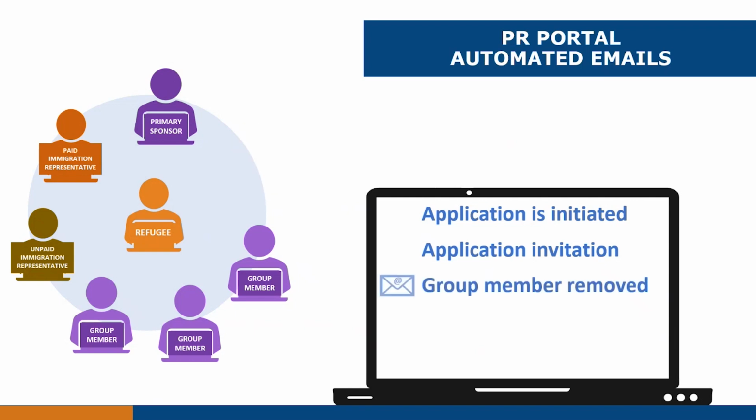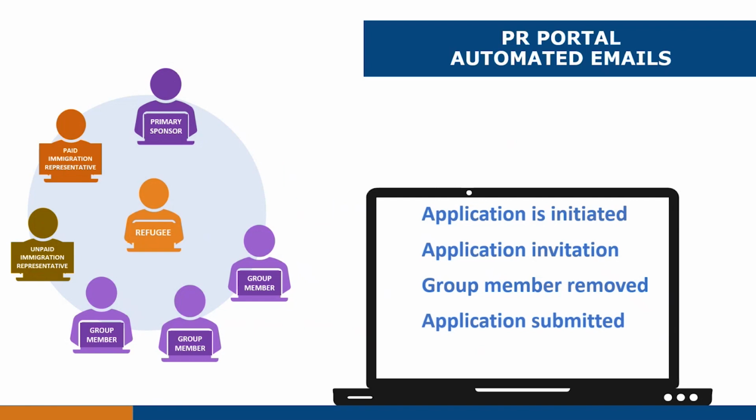When a group member is removed, the primary sponsor or paid rep for the group and all invited persons are notified. Now, when we're talking about removing a group member, this is within the PR portal by the primary sponsor before an application is submitted, because you can't remove a group member after the application was submitted. When an application does get submitted, the primary sponsor or the paid rep for the group and all invited persons are notified.